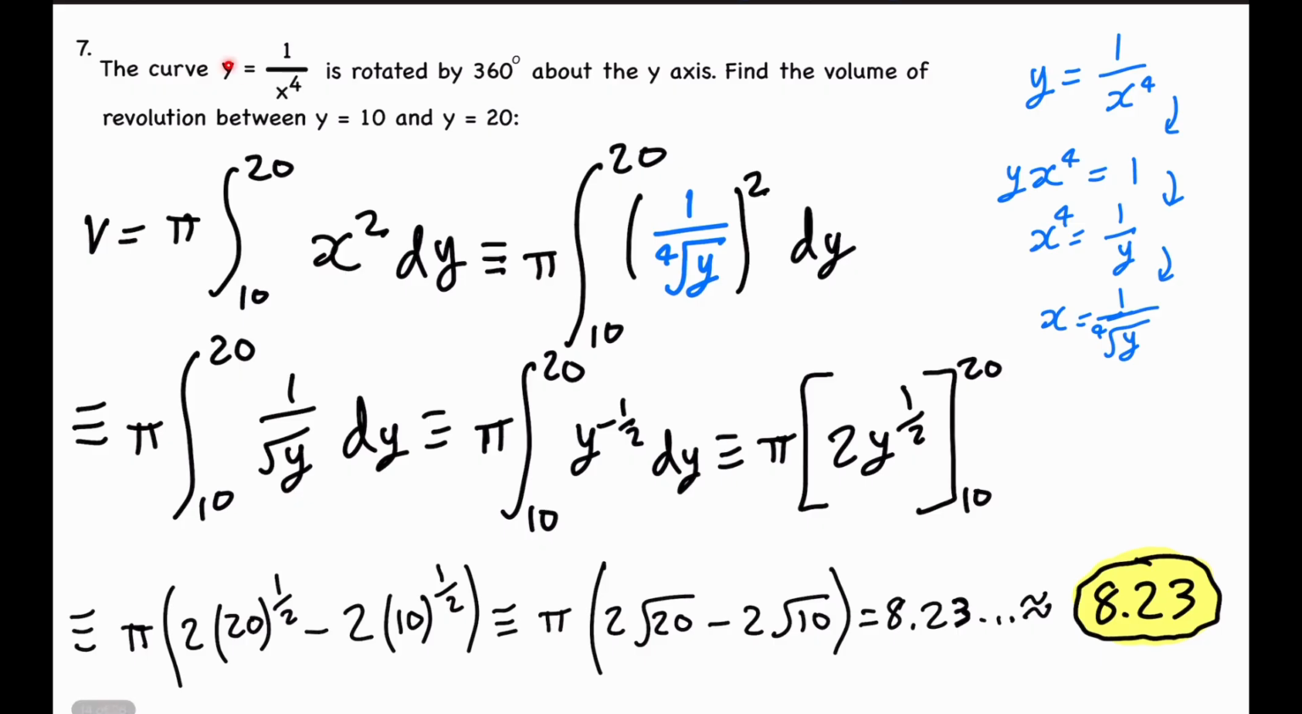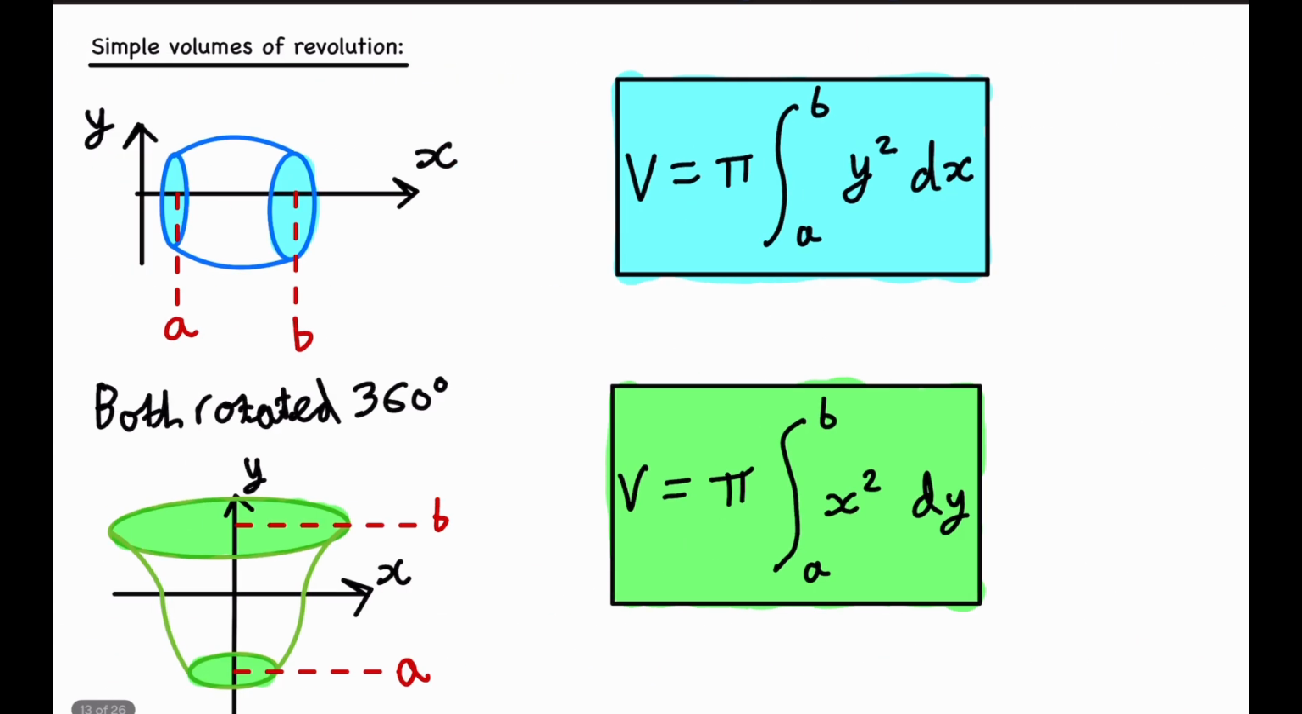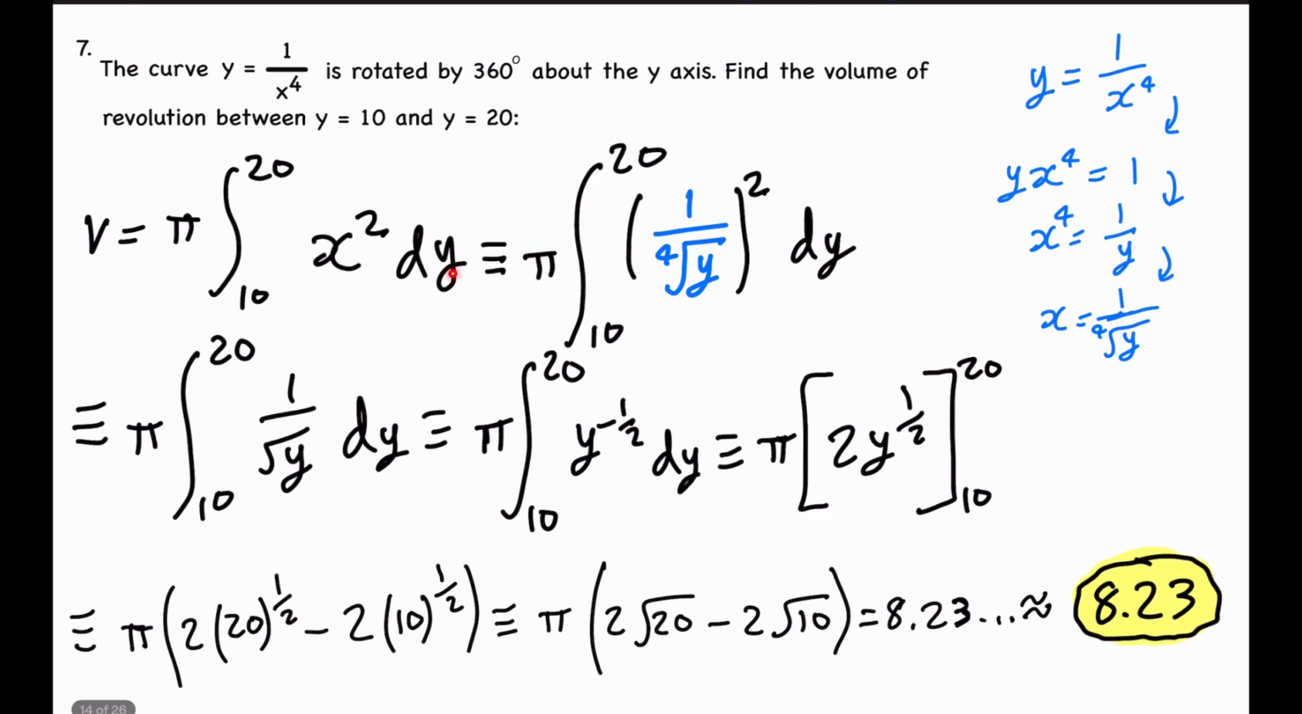So say we have a curve that looks something like this. So y is equal to 1 over x to the power 4, and this is rotated 360 degrees about the y-axis. And now we have to find the volume of revolution between y equals 10 and y equals 20. So as we said before, if we rotate it around the y-axis, we're going to get this formula here, and we will have it in terms of x in terms of y, we substitute in here, and we differentiate in terms of y. So our formula will look something like this. And because it's between the 2 points of 20 and 10, we'll substitute our limits into the equation here.